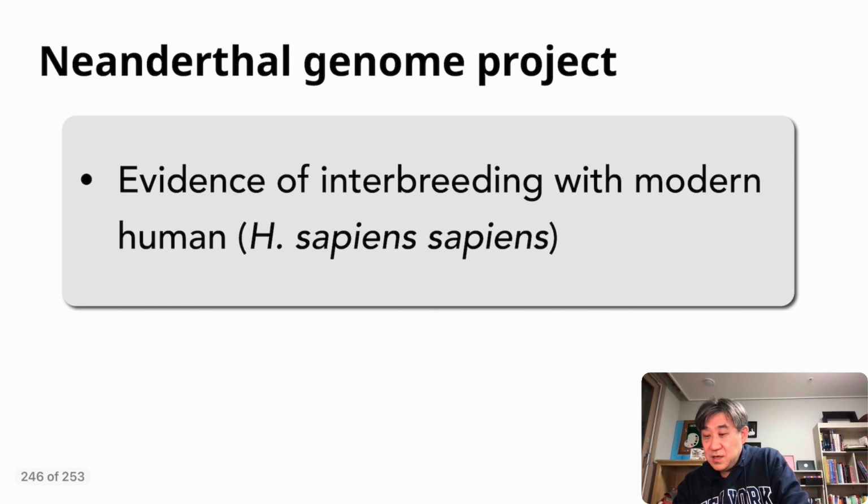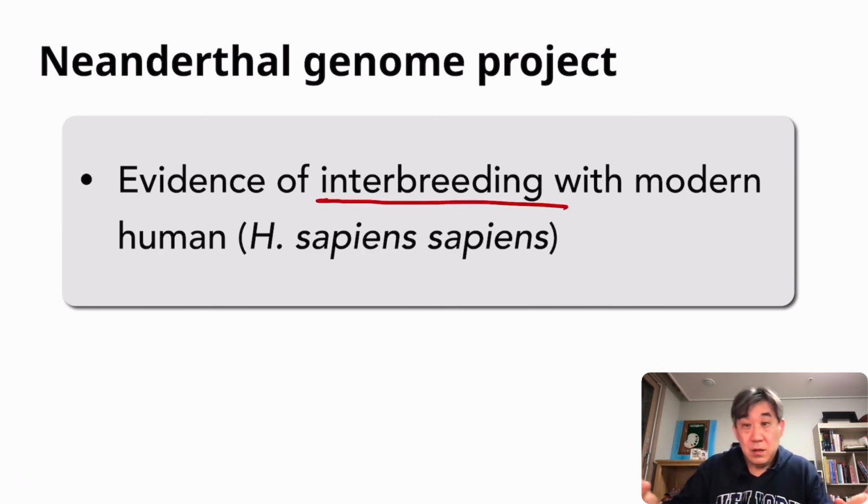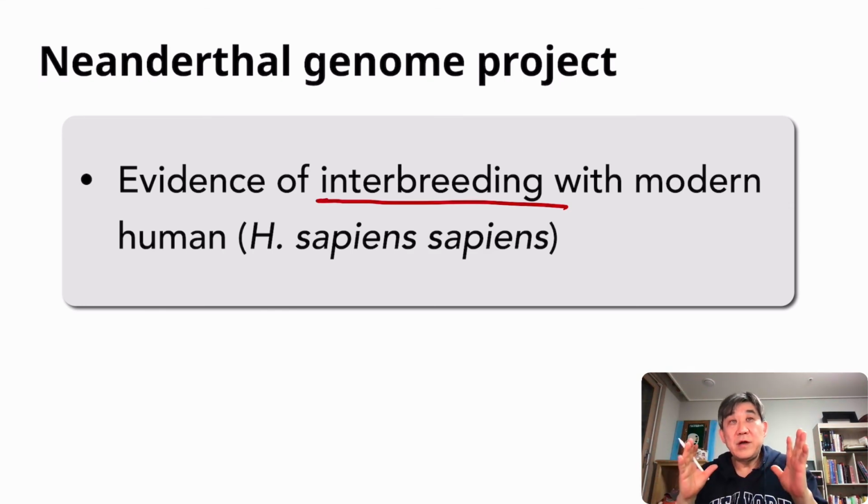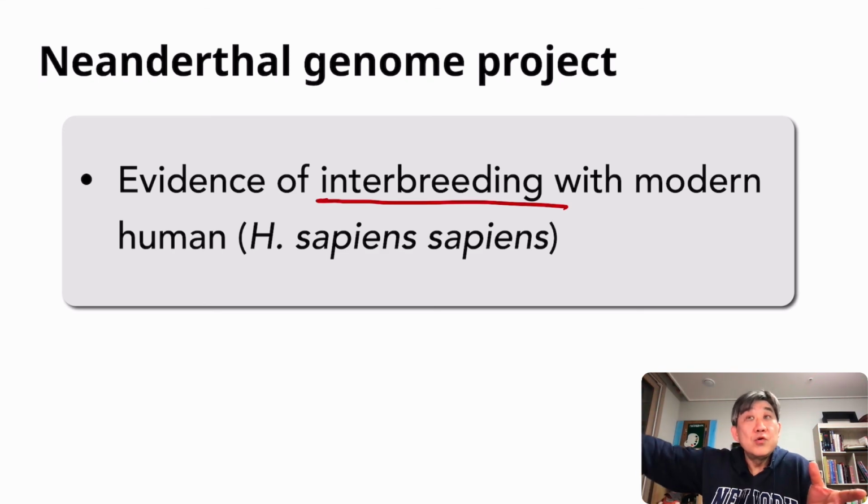But the more important thing is this: interbreeding. It's been revealed that once you complete this DNA sequencing, you can determine how much of the area in the human genome actually came originally from whom. The Neanderthals are what we have learned.